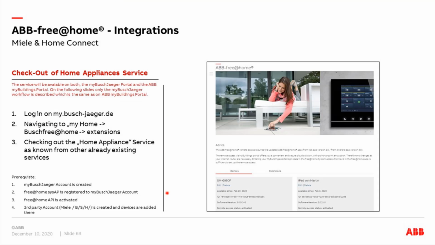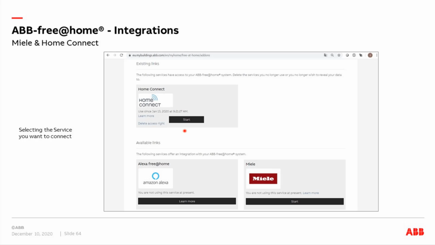How do we activate the devices? First of all, we have to log in to the My Buildings portal. We navigate to My Home, and there you have the option Extensions. In Extensions, you can activate the different partners or services which are available. Here you will find mainly Home Connect and also Miele. If you want to connect, for example, Home Connect, you click on Start. If Miele is still available here, you can click on Miele and click Start.